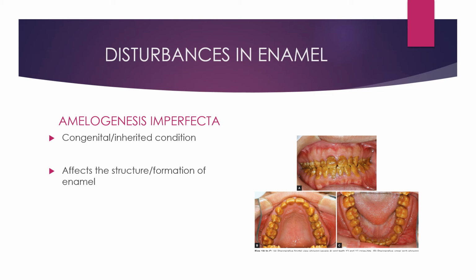Disturbances in enamel and dentin are almost all a congenital or inherited condition, with some exceptions. Amelogenesis imperfecta affects enamel, making the enamel defective, and easily chipping off the underlying dentin.